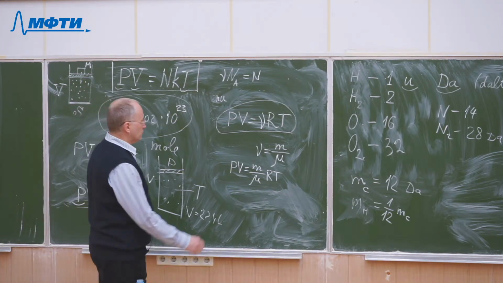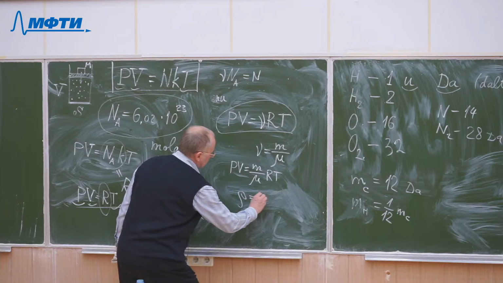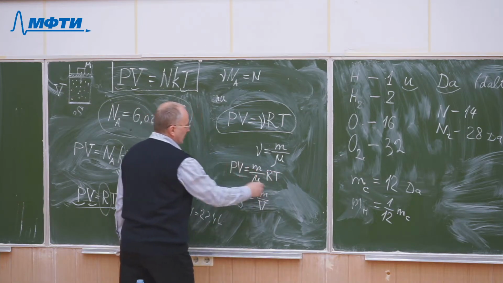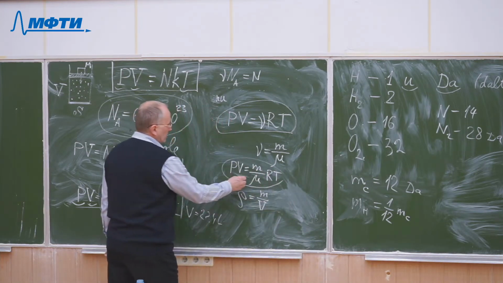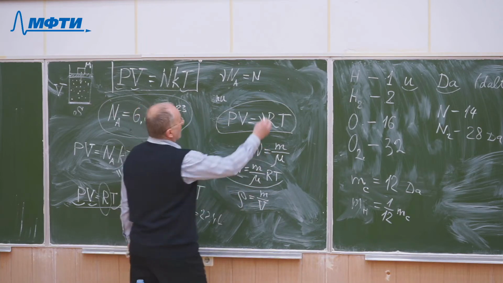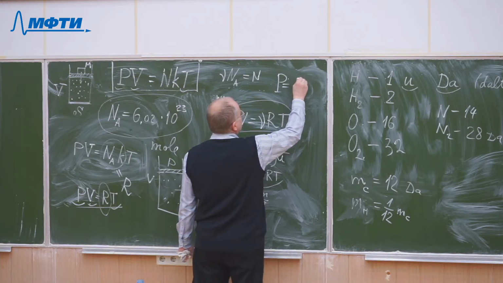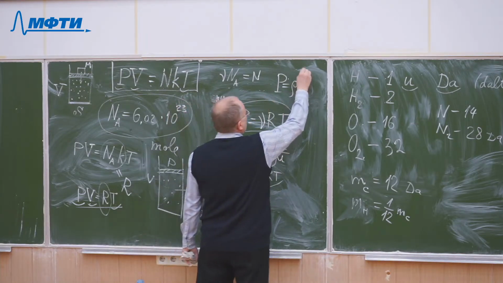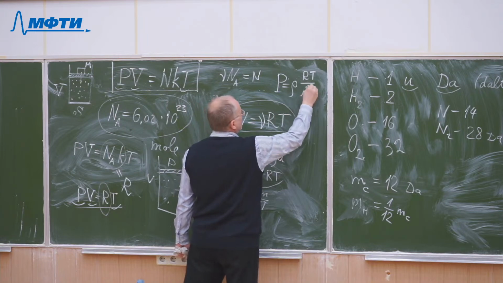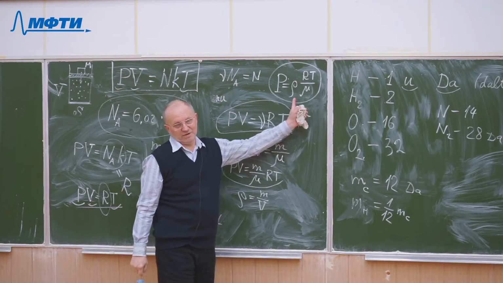Sometimes it's convenient to work with a density of gas. Gas density is defined as the mass of the gas divided by its volume. So if we divide this equation by volume, then we obtain here mass divided by volume. That is the density of the gas. And the gas law will look like this. Pressure equals gas density times gas constant, absolute temperature, divided by the mass of 1 mole. So sometimes it's convenient to use the gas equation in this way.